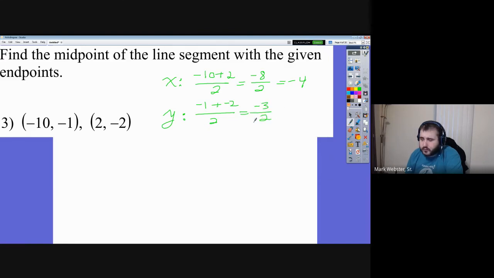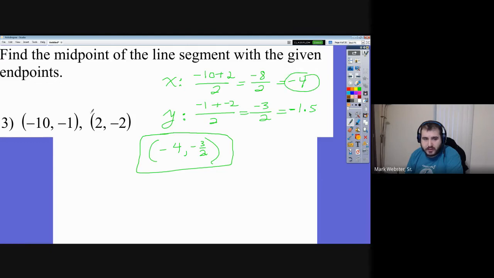And again, the fraction works just fine. The decimal works just fine. It's up to you which one you prefer. Either way is good to me, as long as it's a complete answer. If you had to round, don't do it unless you are specifically told. But here's your x coordinate that's halfway in between. Here's your y coordinate that's halfway in between. So that's what we want: halfway in between the x's, halfway in between the y's. We're going to do one more.